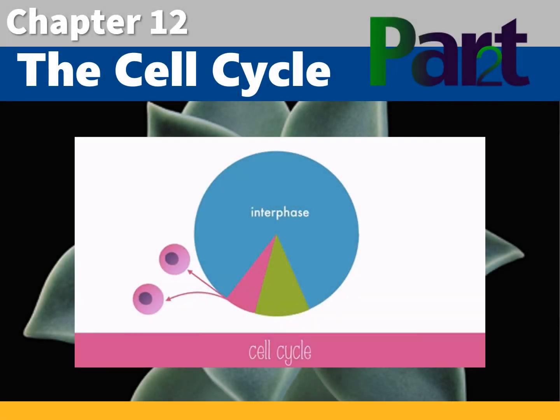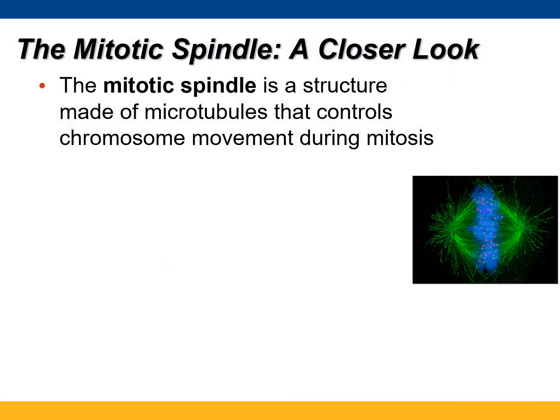All right, moving into part 2 of chapter 12 in the cell cycle, we're going to be working on mitotic spindle and cytokinesis and some other aspects of division in this section. So let's start with that mitotic spindle.